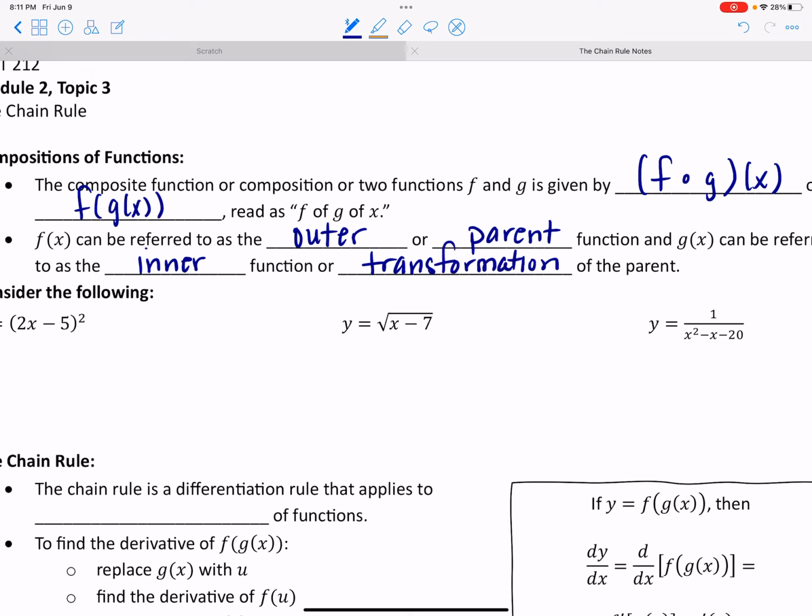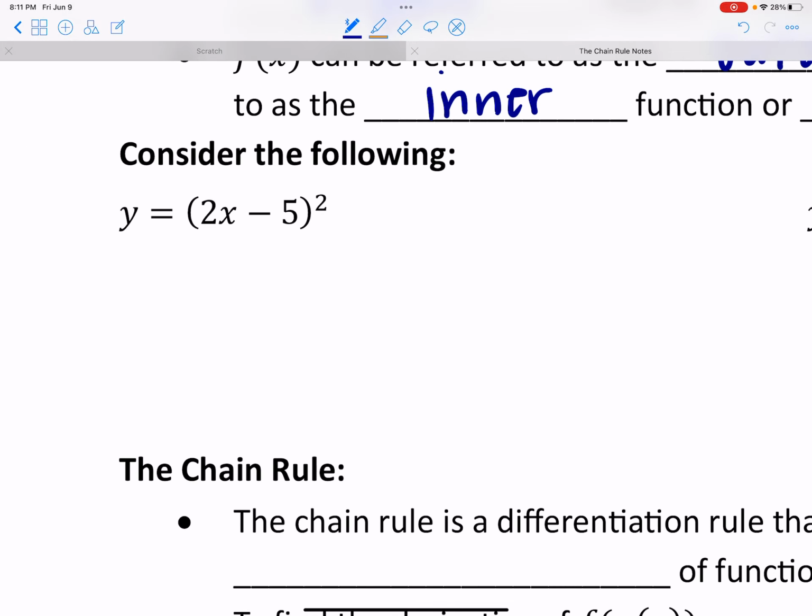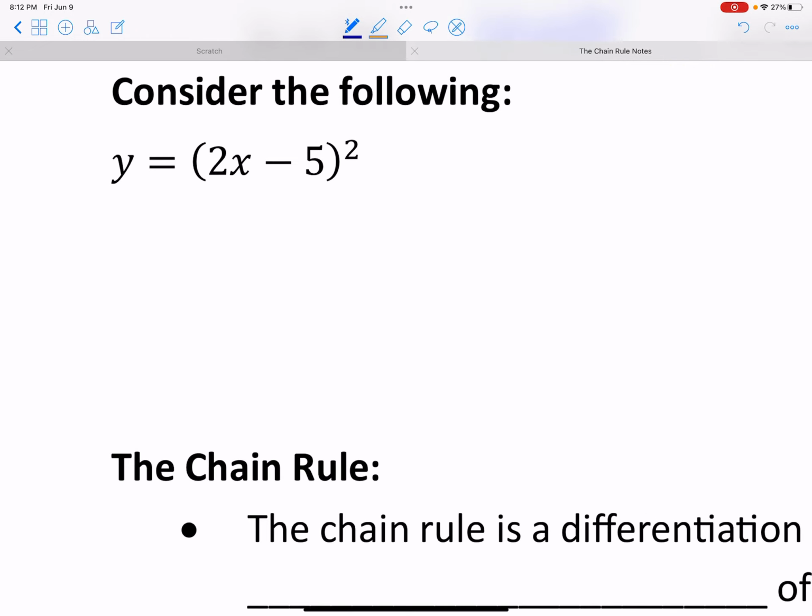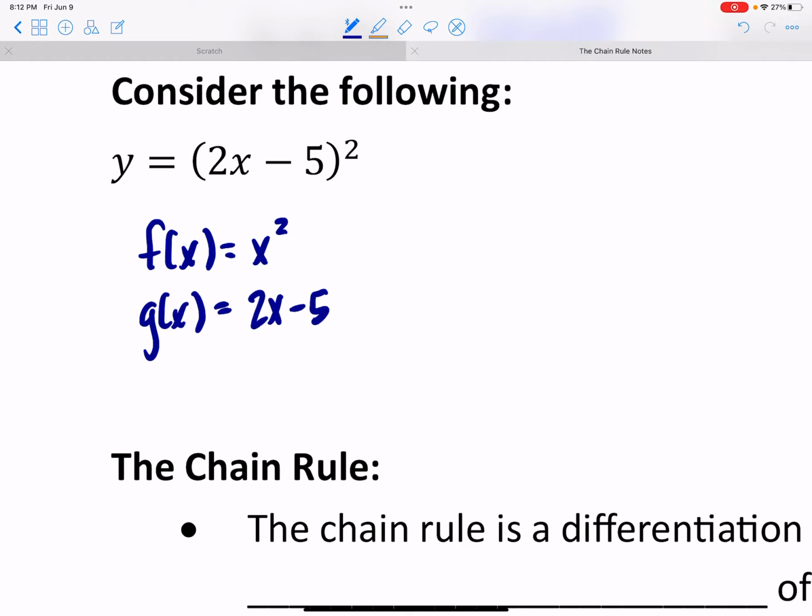So let's take a second to see if we can recognize an outer versus inner function and how these are composite so that we can apply our chain rule and differentiate. So for example here, we have a linear function, this 2x minus 5, plugged into a quadratic function. So in this case, we would say our outer function, f of x, would be x squared, the squaring function, the quadratic function. And the inner function is the linear function, the 2x minus 5, that got plugged in.